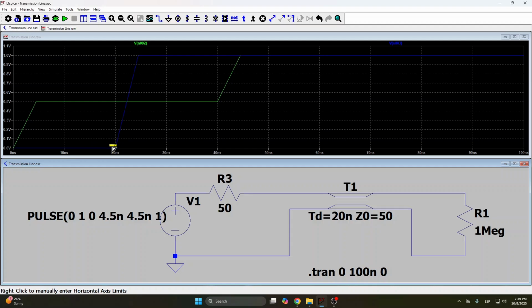We can see that the blue line is kind of what we expect, a 1 volt step signal after 20 nanoseconds, which is the transmission delay of the transmission line. But the green line doesn't make much sense. It rises initially up to 0.5 volts, stays there for almost 40 nanoseconds, and then it rises in a second step to 1 volt. Why does it happen? The answer to this is reflections on the transmission line.